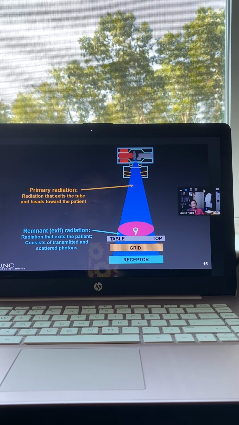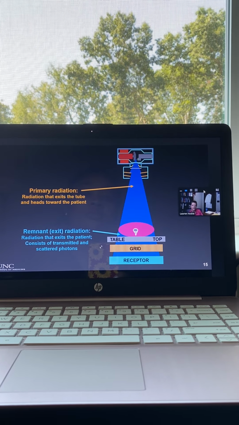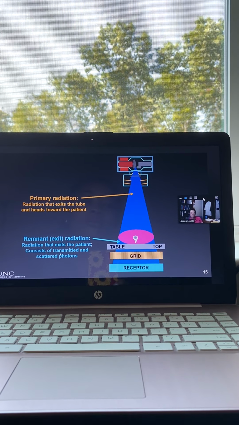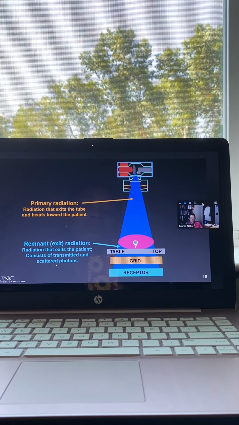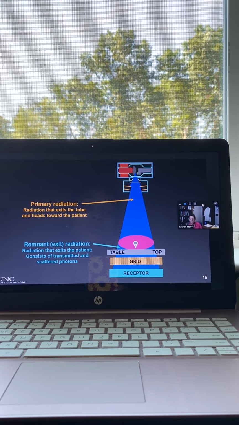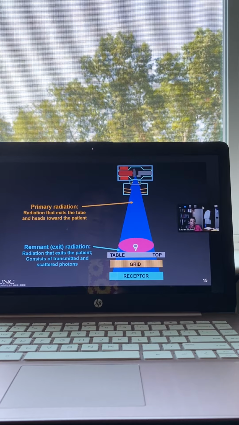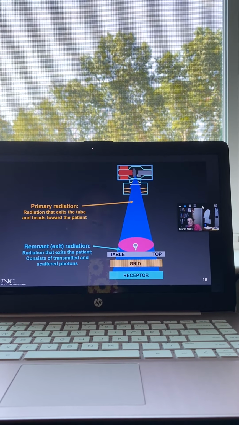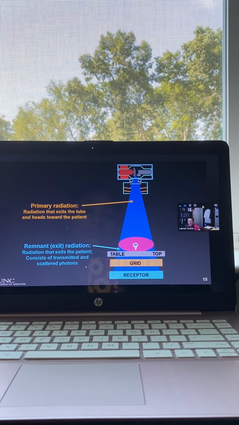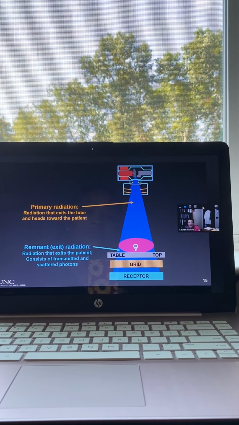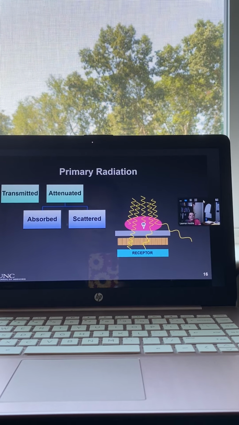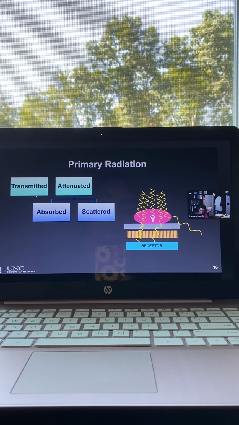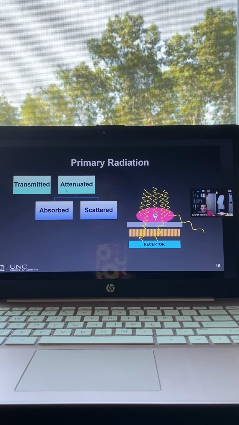Okay. So the remnant beam consists of two things. It consists of X-rays that were transmitted, and it consists of X-rays that are scattered. So the remnant beam, the radiation that exits that patient and heads down towards the receptor, consists of transmitted and scattered photons. Transmitted and scattered. Okay. So we've looked at this, the transmitted and the attenuated, and what this means.